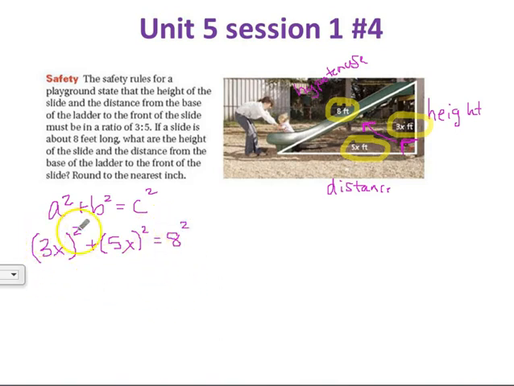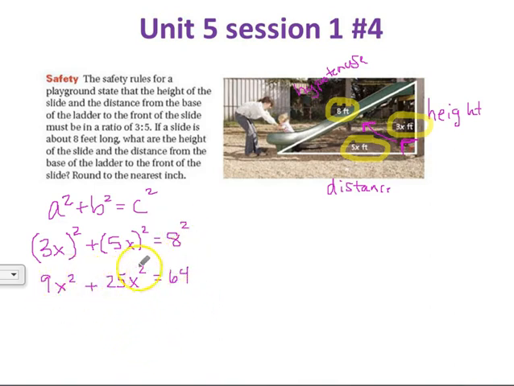So let's square these. 3 squared is 9, and then x squared is x squared. So remember, we've got to square both these values. Each part of the term has to be squared. Then we'll have 25. 5 squared is 25, and then x squared is x squared, equals 64. 8 squared is 64. So now we've got two like terms.